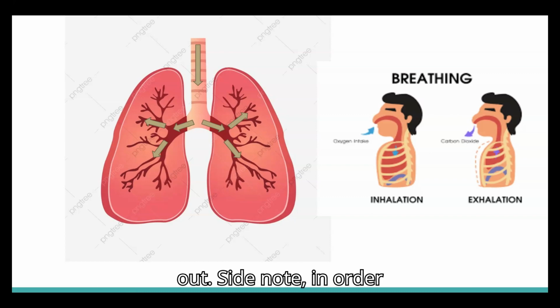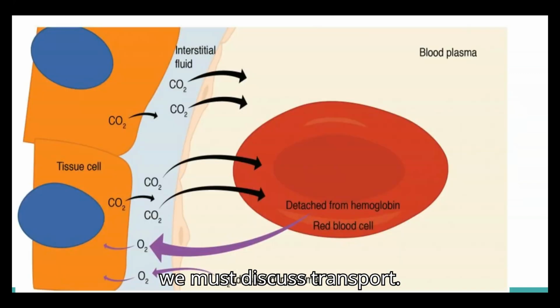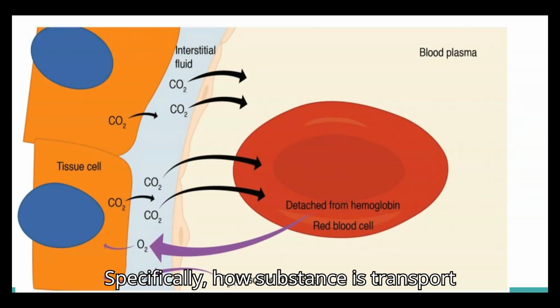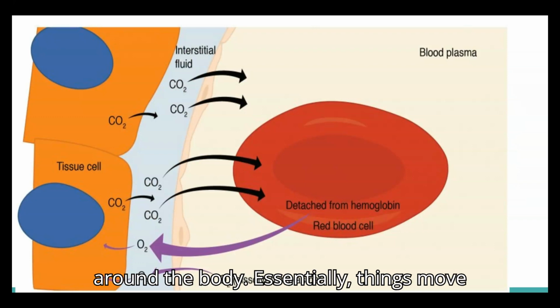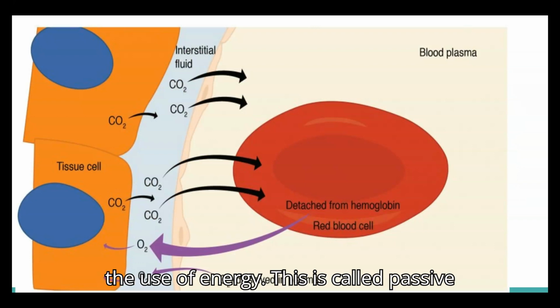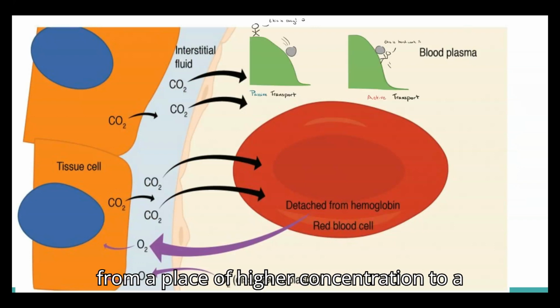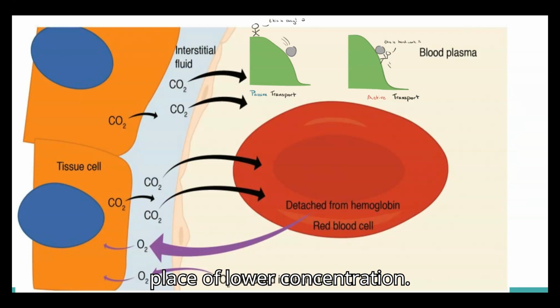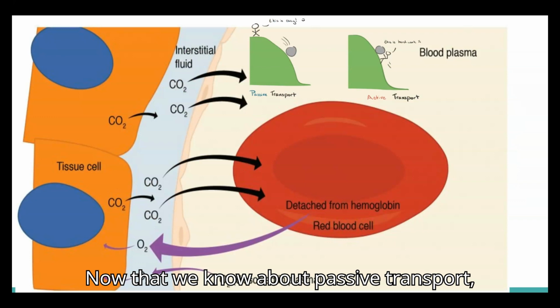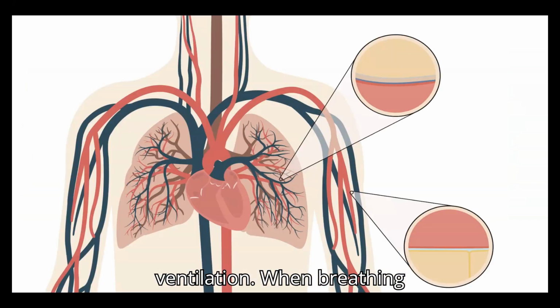Side note, in order to explain how oxygen moves in and out, we must discuss transport. Specifically, how substances transport around the body. Essentially, things move along a concentration gradient without the use of energy. This is called passive transport. For example, oxygen will move from a place of higher concentration to a place of lower concentration. Now that we know about passive transport, let's explain how this affects ventilation.